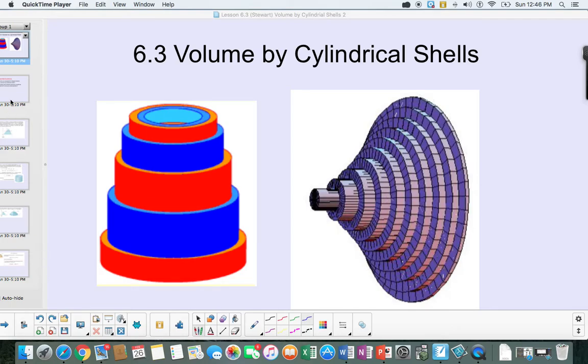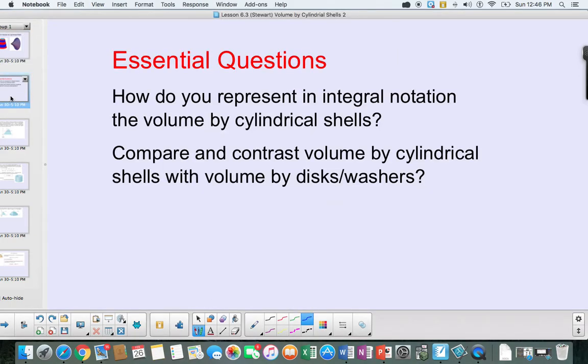6.3 Volume by cylindrical shells. Essential question: how do you represent in integral notation the volume by cylindrical shells? Compare and contrast volume by cylindrical shells with volume by discs and washers.